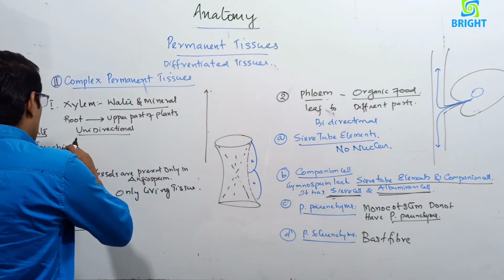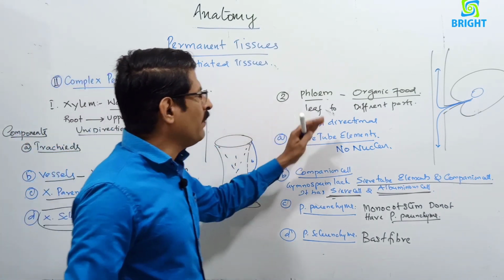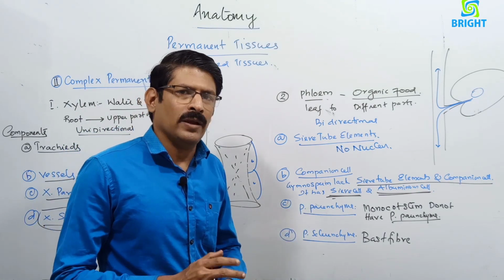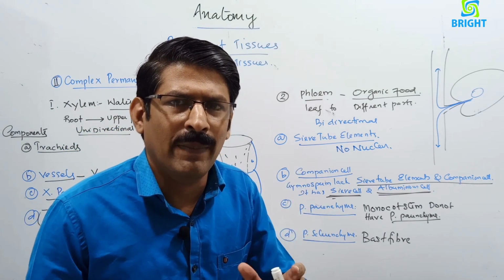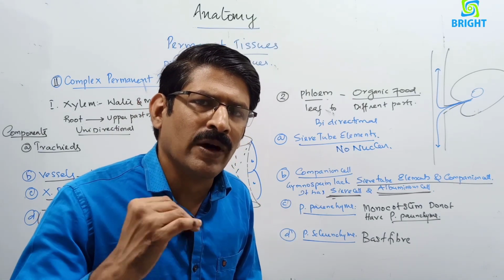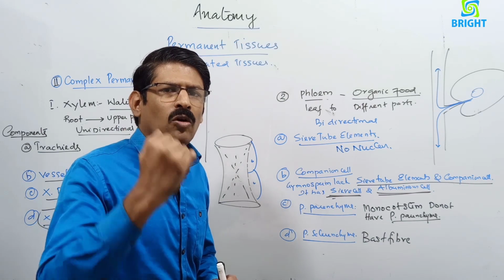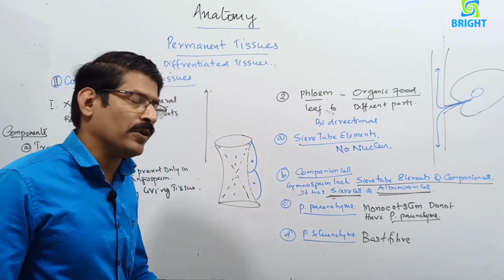So here xylem transports water and mineral nutrients, and phloem transports organic food material from one part to another. On the basis of the arrangement of these vascular elements, the vascular bundles or vascular tissue system can be of different types, like conjoint, collateral, open and closed vascular bundle. That is very important for the classification.